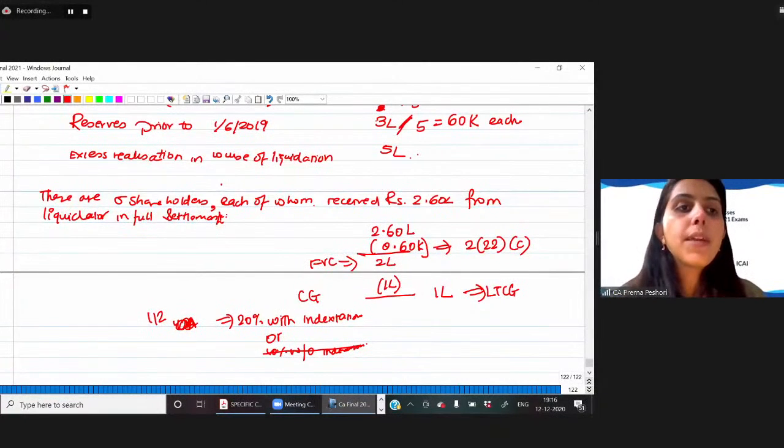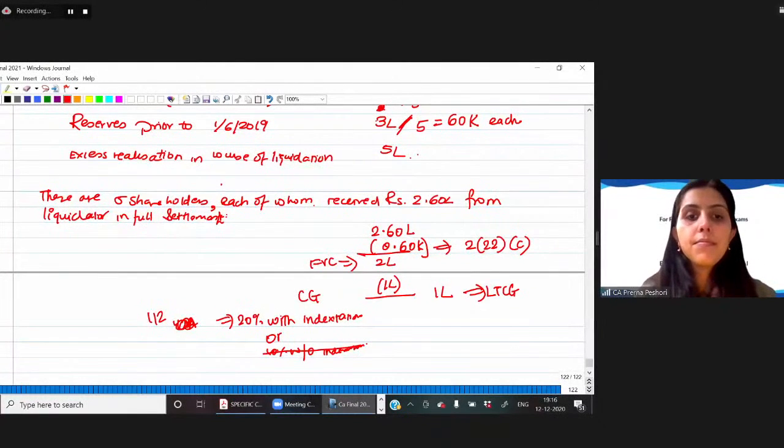Any doubts with respect to this? Anjali, did you understand why we cannot claim 54EC? Okay, so now let's proceed further to another important section if there are no doubts.